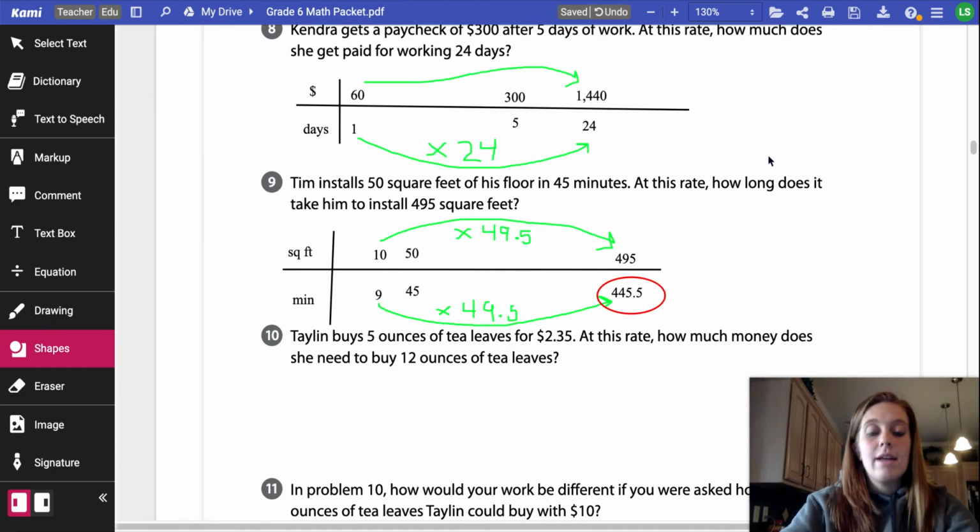All right, question 9, the ratio given was 50 square feet of floor in 45 minutes installed. I reduced that to 10 square feet in 9 minutes by dividing both 50 and 45 by 5. And then from here, I knew I was trying to work up to a ratio with 495 square feet. And since 10 is a base 10 number, I knew I could multiply 10 times 49 and a half, or 49 and 5/10 to get 495. And to keep the ratio equivalent, I'd also need to multiply 9 times 49 and a half, and the answer is 445 and a half minutes.